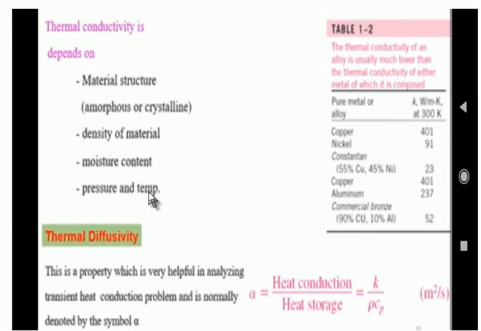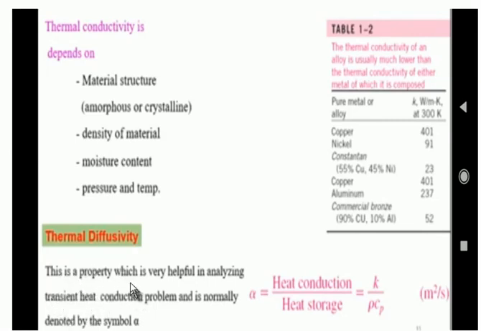Next term is thermal diffusivity. This is the property which is very helpful in analyzing transient heat conduction problems and is normally denoted by the symbol alpha. The thermal conductivity K value is very useful while analyzing steady state heat transfer. But the thermal diffusivity term is helpful while studying transient heat conduction. Transient is nothing but the unsteady state of heat conduction.